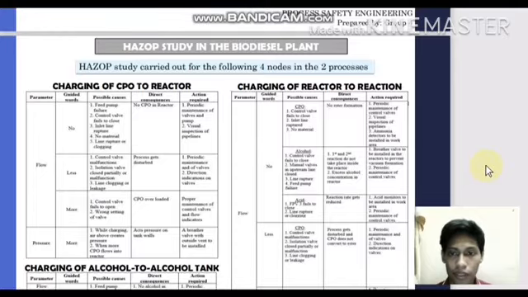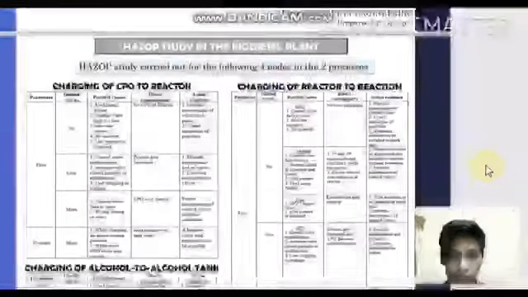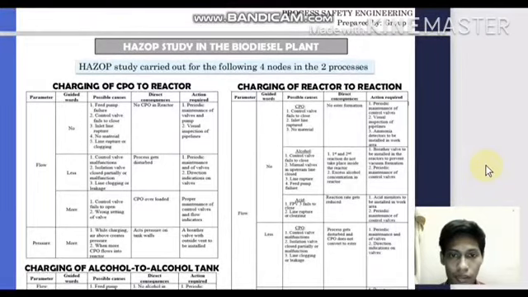In this study, we focus on 2 types of reaction, which are esterification reaction and trans-esterification reaction. That means there are 2 types of reactor that will be needed in this study. The first reactor is the esterification reactor, and the second is the trans-esterification reactor. Both of these reactors will be provided with an agitator, also known as a mixer.